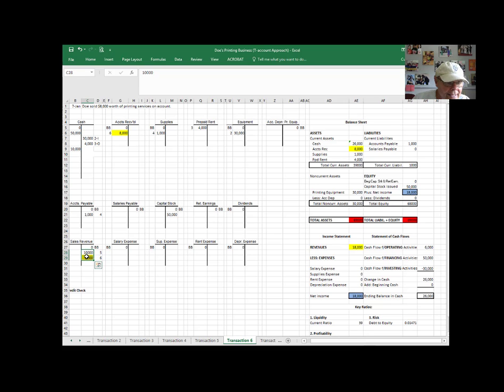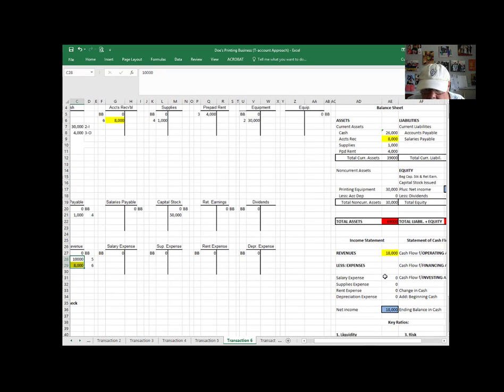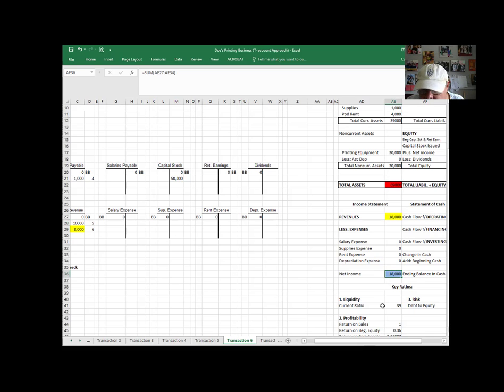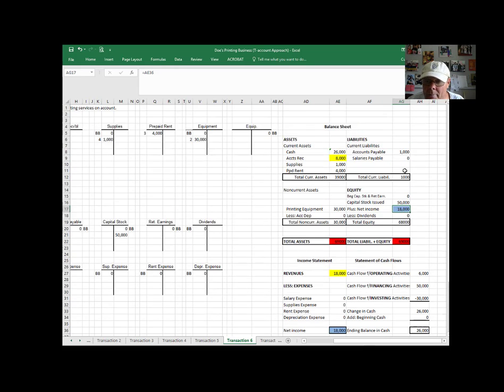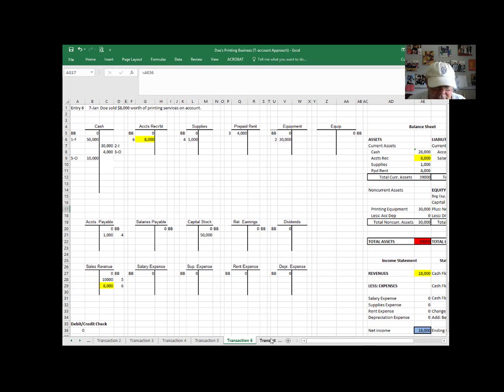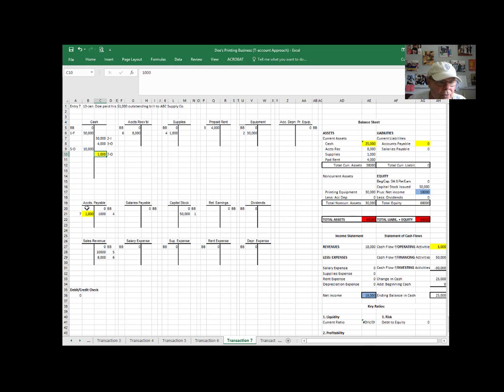Notice that revenues are 18,000 now. So in our income statement, revenues are 18 grand, and that articulates with our net income in our equity section. Net income is up by the same amount as net income in the balance sheet. That's pretty awesome. Next transaction, we spend 1 grand to pay off our accounts payable.